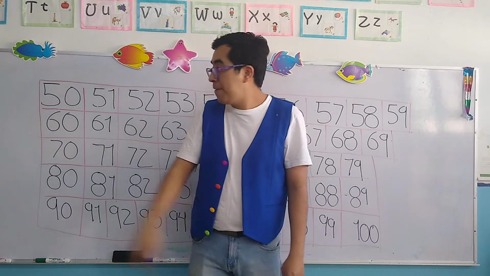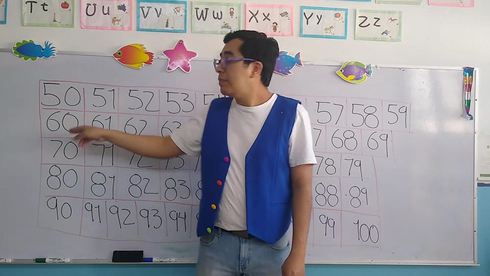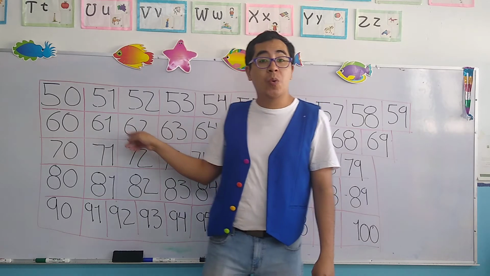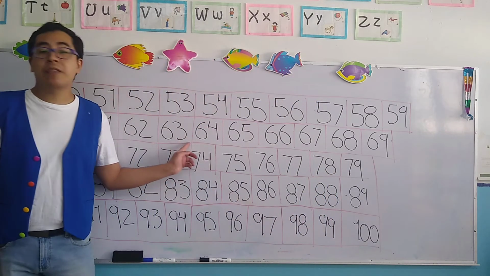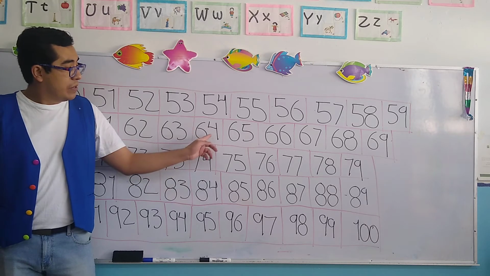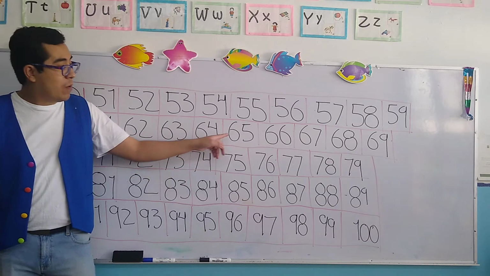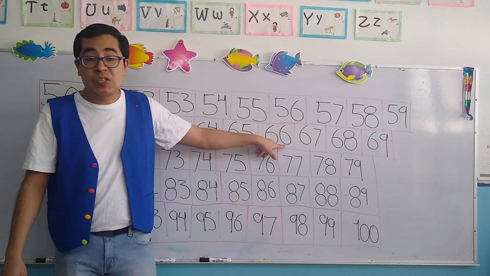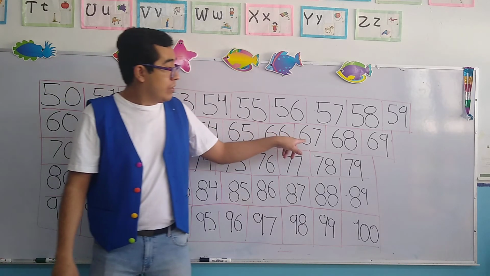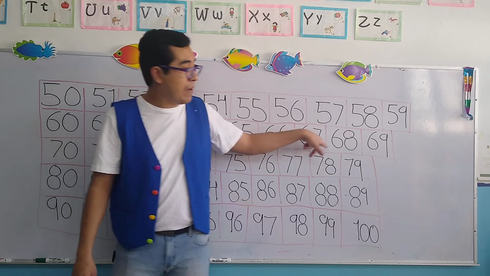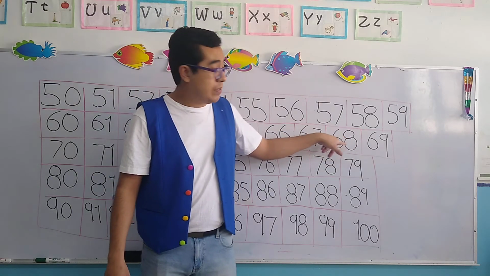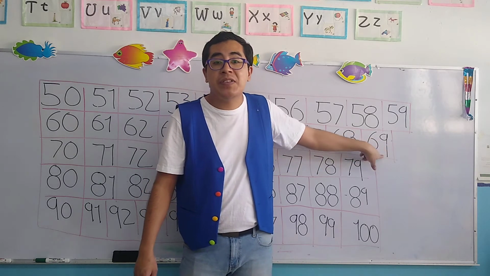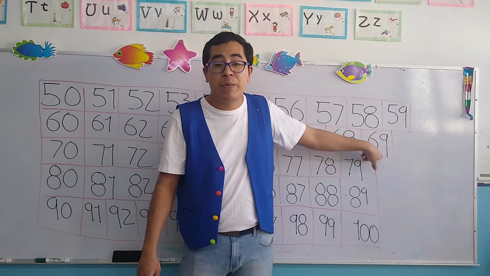So, let's begin. 60, 61, 62, 6 and 3, 63, 6 and 4, 64, 6 and 5, 65, 6 and 6, 66, 6 and 7, 67, 6 and 8, 68, 6 and 9, 69, and this is the last number, the final number of the family of the 60s.